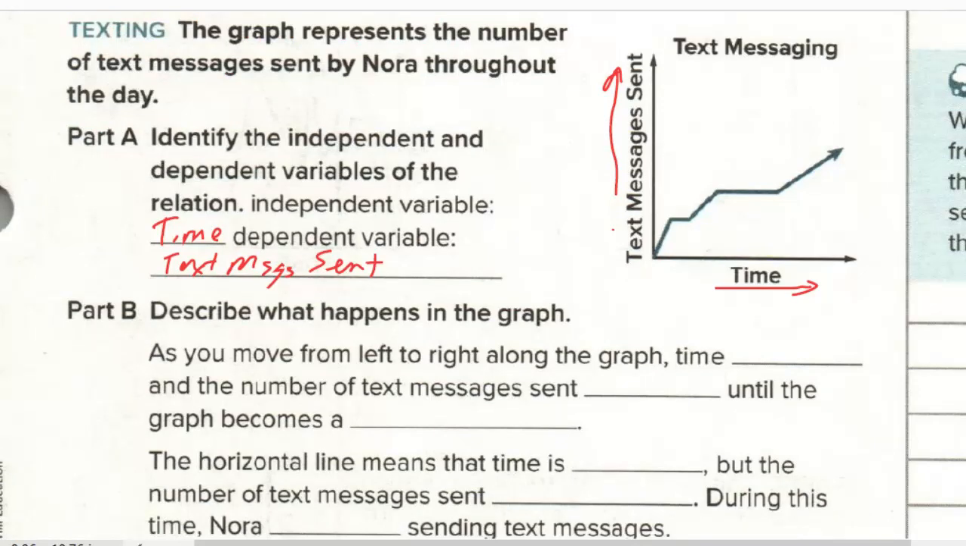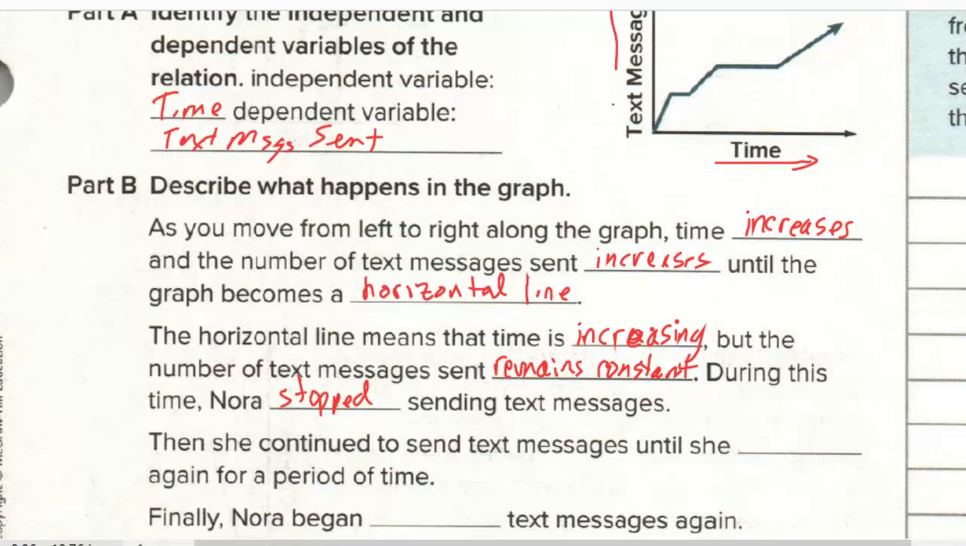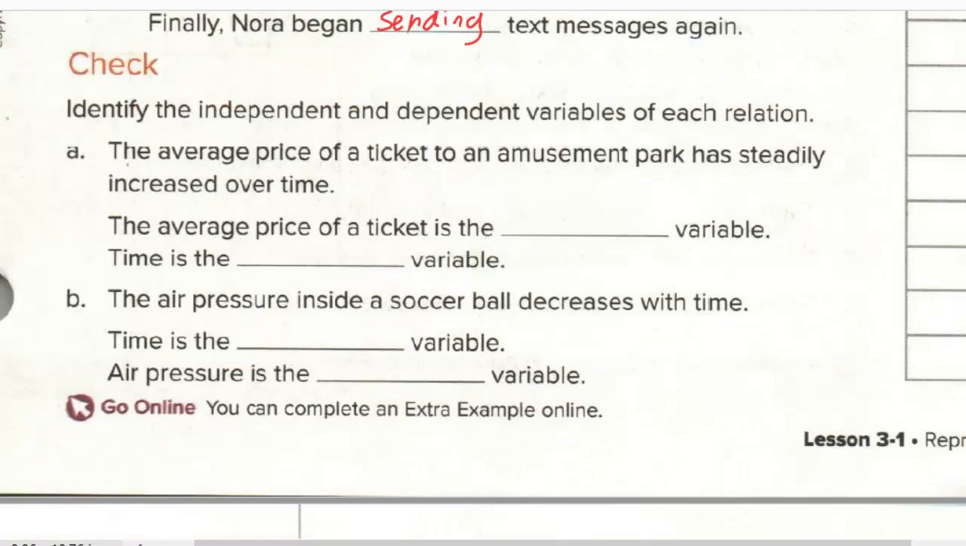As you move from left to right along the graph, time increases and the number of text messages sent increases until the graph becomes a horizontal line. The horizontal line means that time is increasing, but the number of text messages sent remains constant. During this time, Nora stopped sending messages. Then she continued to send text messages until she stopped again for a period of time. Finally, Nora began sending text messages again. Go ahead and pause the video and attempt the check.